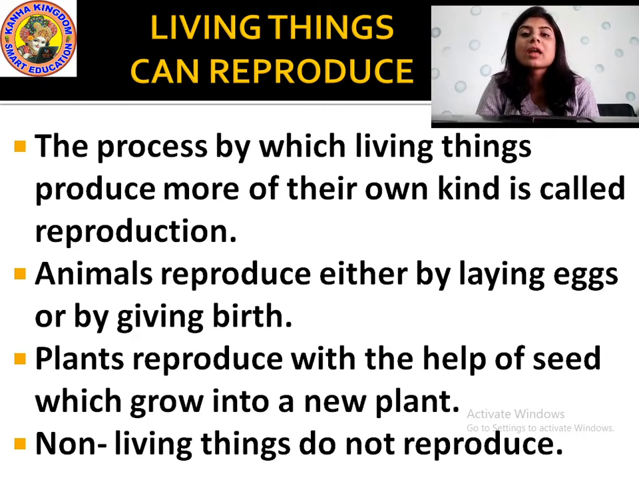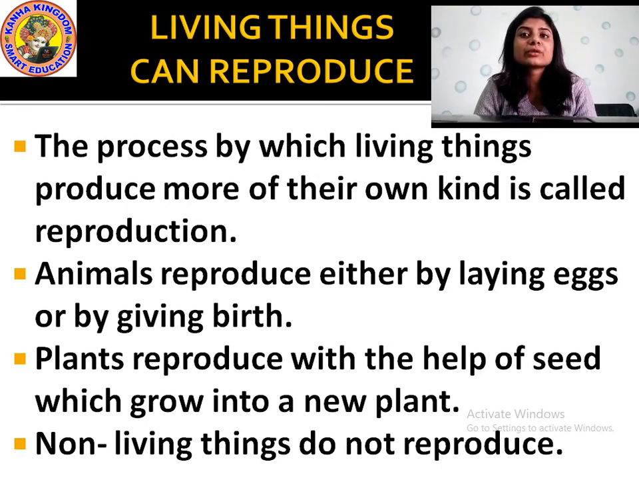Living things give birth to their small babies or their young ones. But non-living things cannot reproduce themselves. Can a table reproduce a table again? No, it cannot reproduce. Okay? Can a mountain reproduce a new mountain? No, it cannot reproduce. So non-living things do not have the characteristics that a living thing has. Alright?